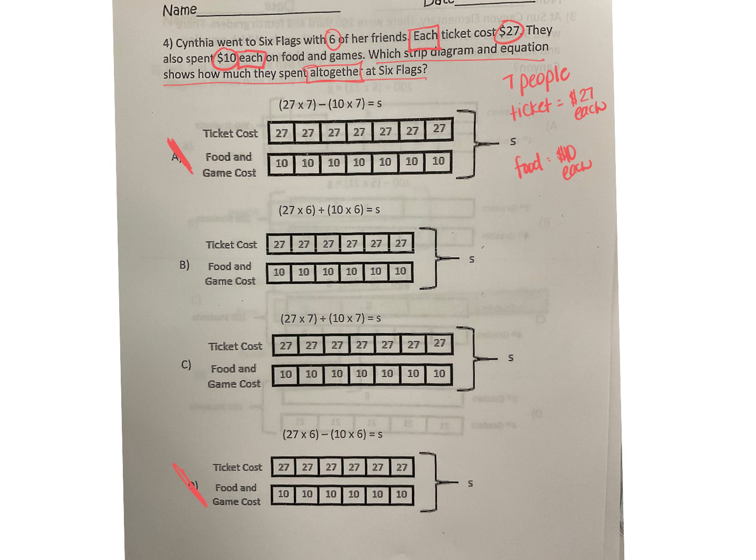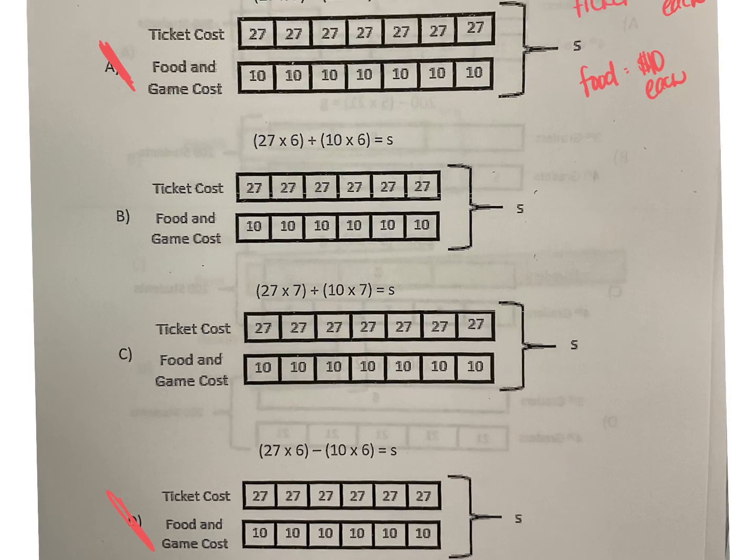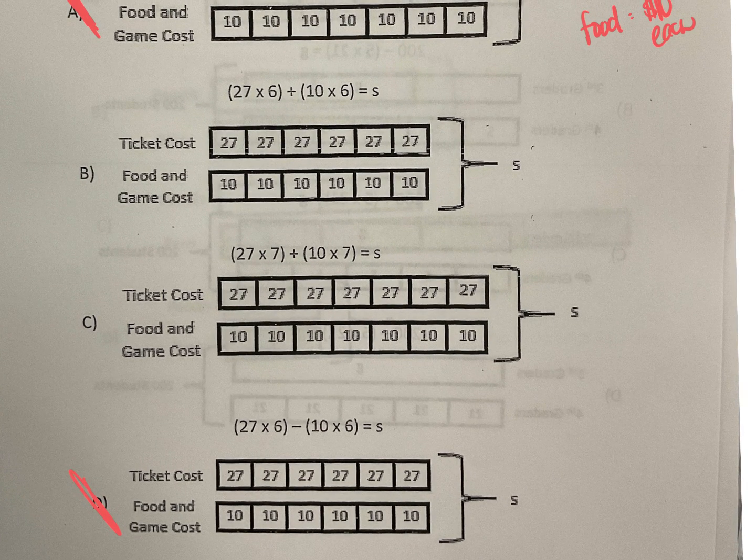Now, S, what is S? What is S over here on each one? What does S represent? Subtract. No, Gavin? The answer. It's the total of ticket cost and food. Now look at B and C. There's an obvious answer choice. And you're gonna tell me why. Which one's obvious? B or C? Which one, Evan? B. Are you sure?